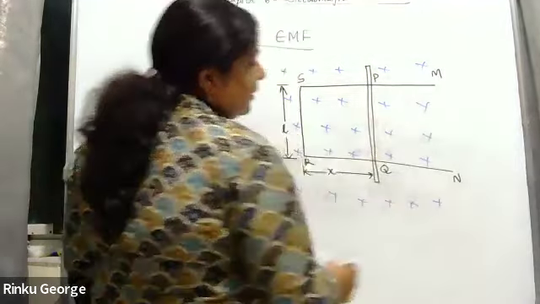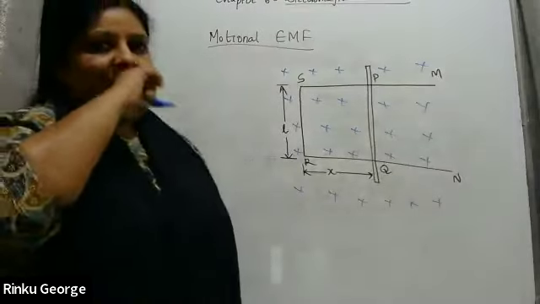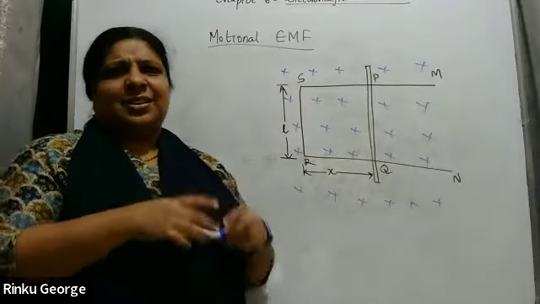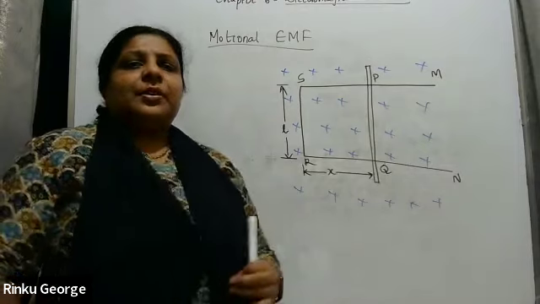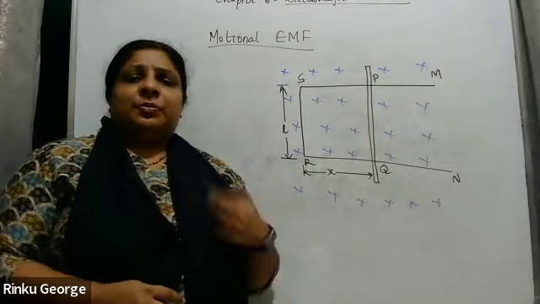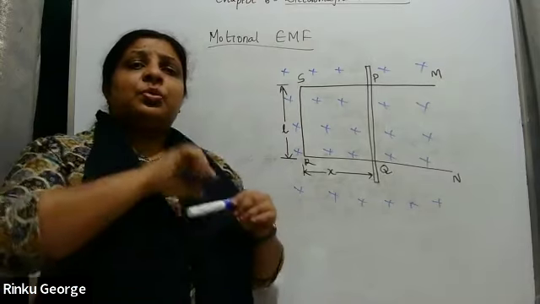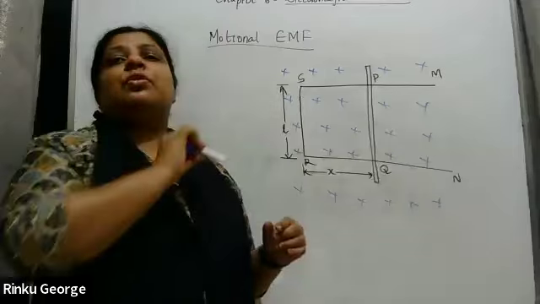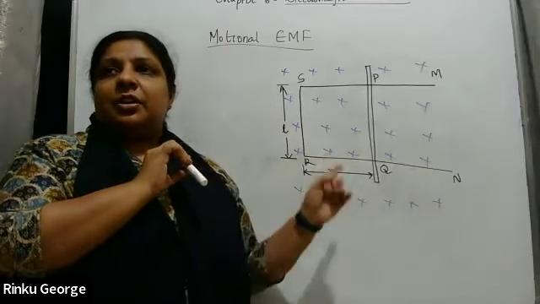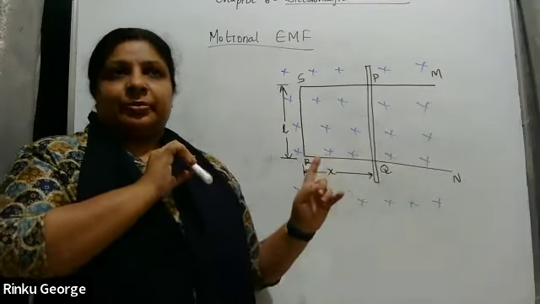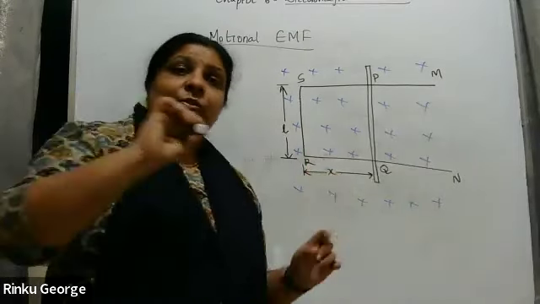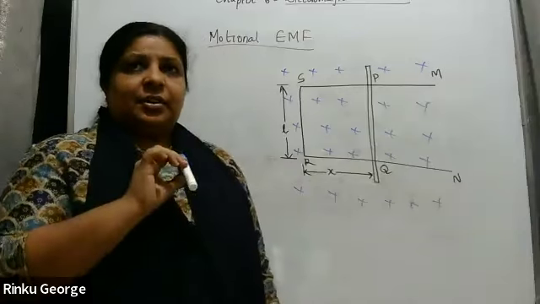Theory is there. First I'll explain, then I'll give the theory, then you need to do the derivation. 3-4 steps only, easy only. See, this is motional EMF. You will have to apply this when something is moving, a rod is moving in a uniform magnetic field. Something is moving in a uniform magnetic field.